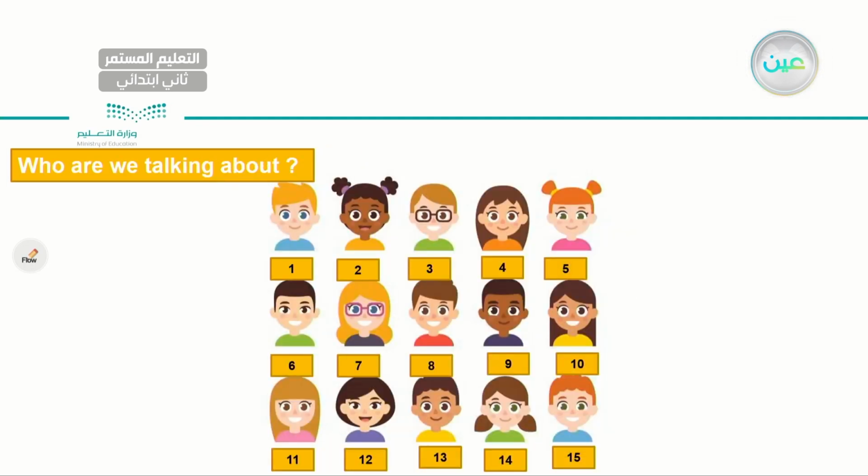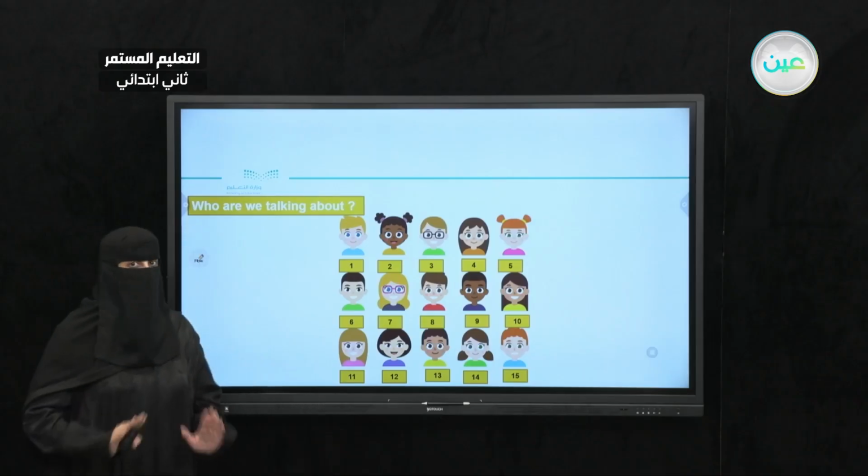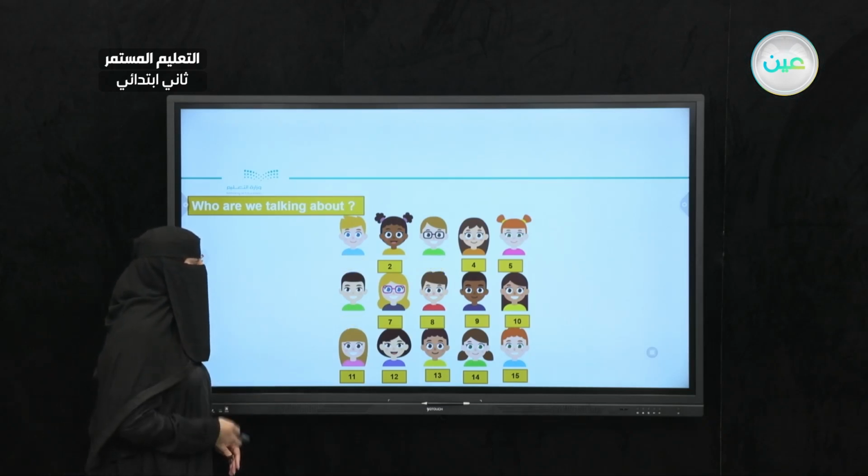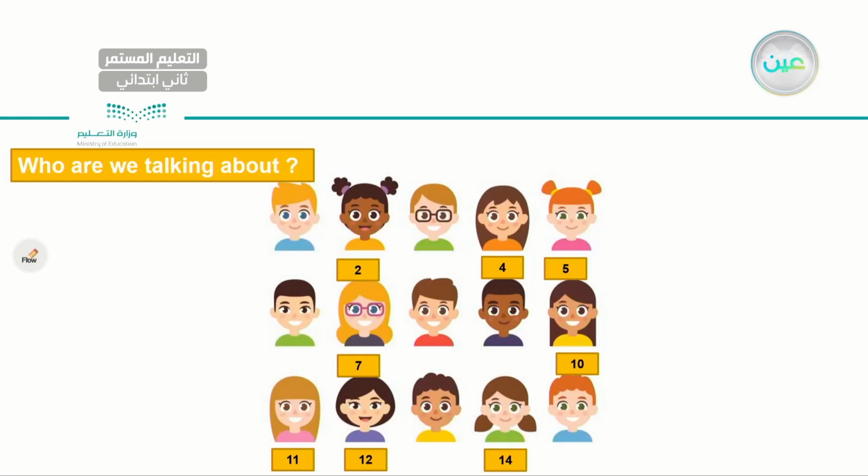Here I have 15 kids, boys and girls. Now, who are we talking about? Who am I describing here? First, I'm talking about a girl, not a boy. So sorry boys, you are out of this game for now. No boys in this game, only girls. Okay? So all the numbers here I have are just girls.